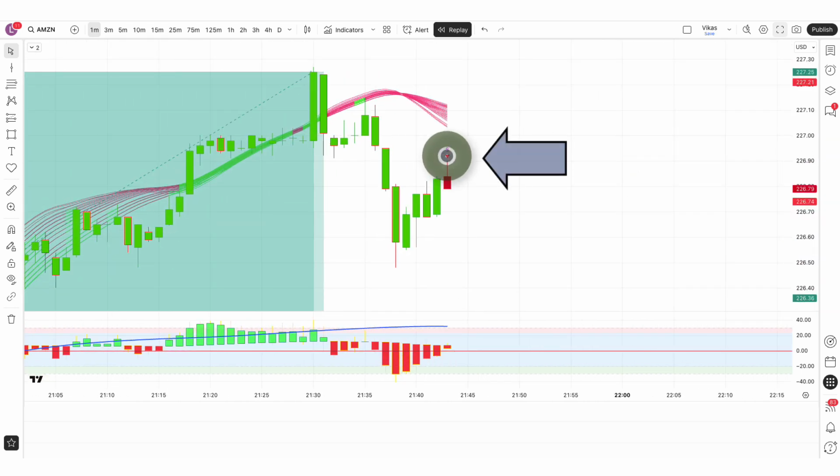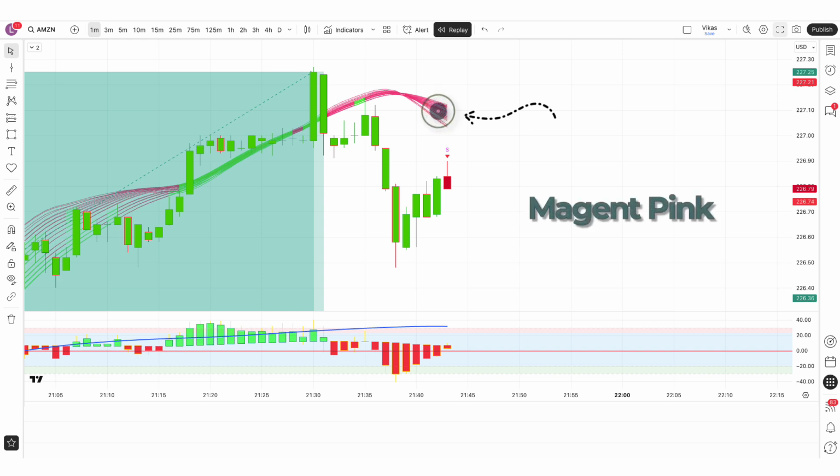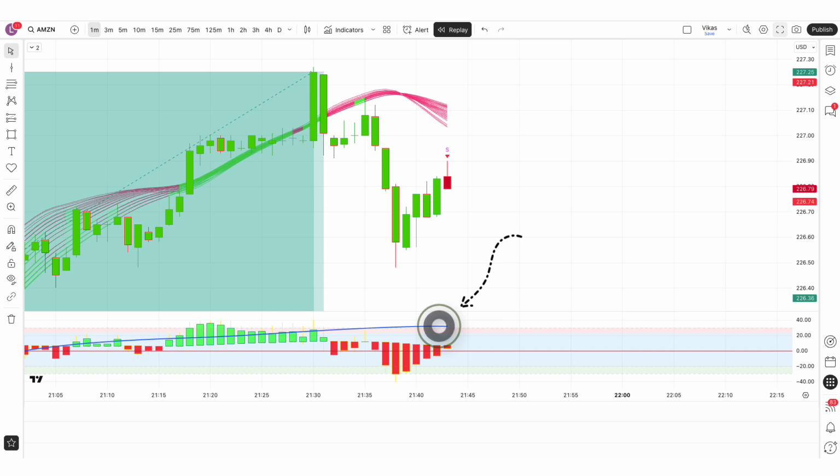Here the STD filtered indicator gives us a sell signal. Here the MA ribbon indicator shows magenta pink lines. Here the Heiken Ashi RSI indicator line is oversold, and the market forms a bearish candle.